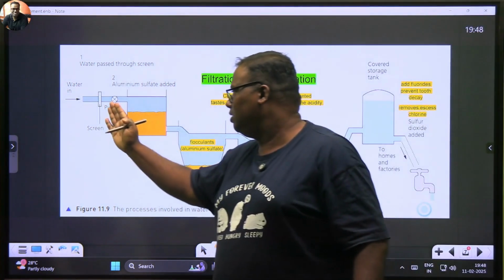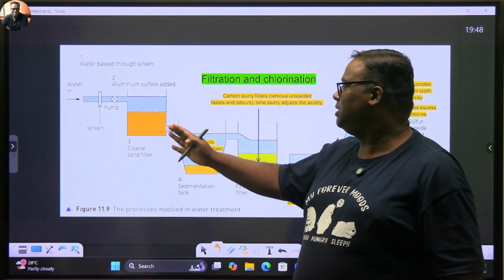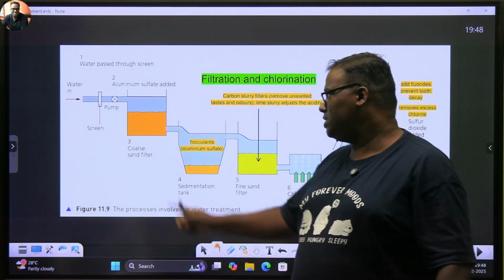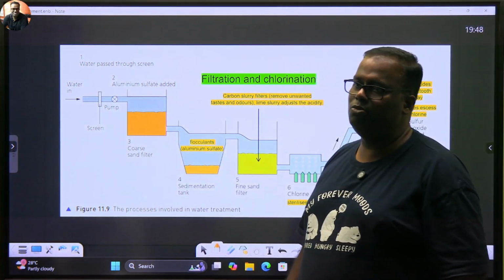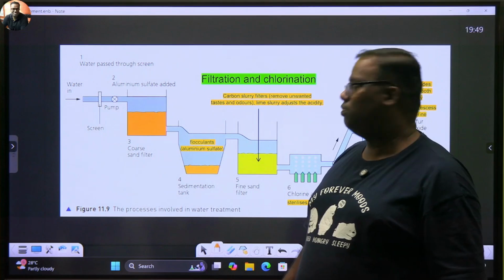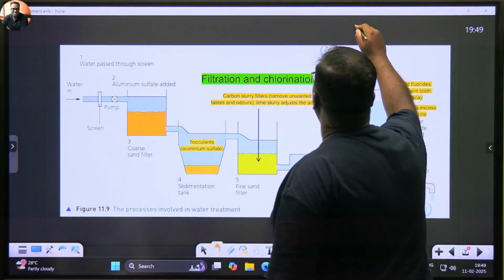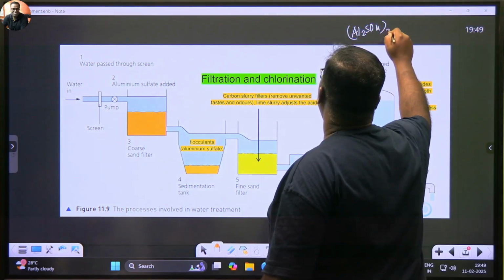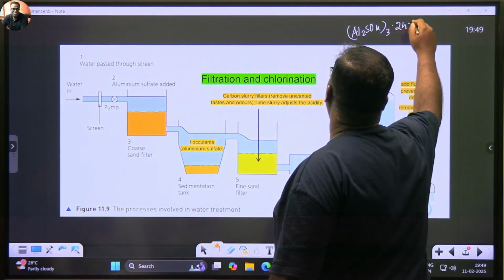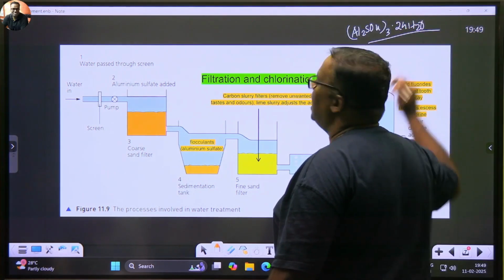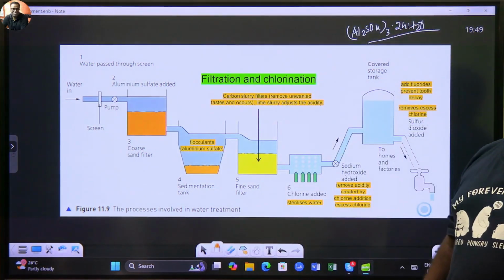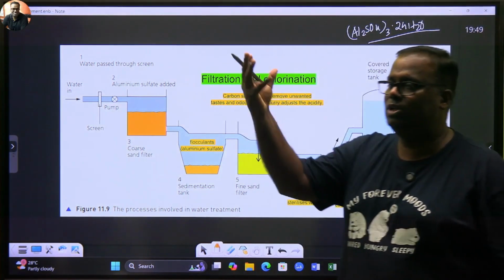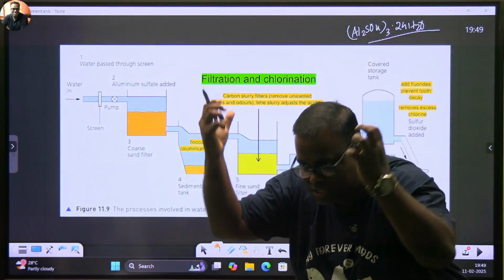And after that, the water is pumped and taken into a section where we will do 2 jobs. First is aluminum sulfate. Aluminum sulfate is Al2(SO4)3·24H2O. I hope you know this product. This is called alum. In Hindi, we call it fitkari. Alum's best use is that it will take all the impurities and settle below.